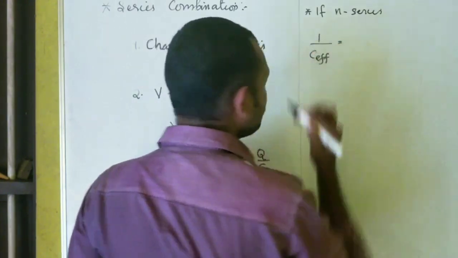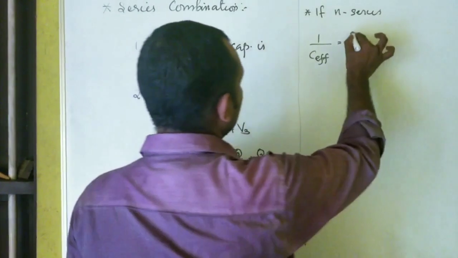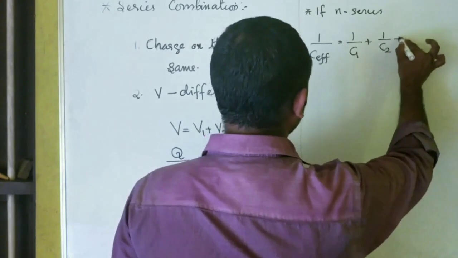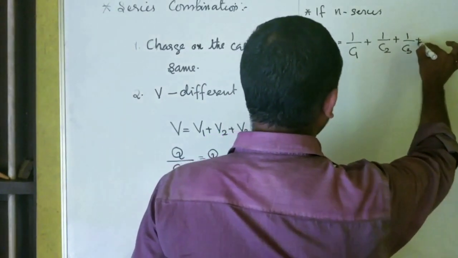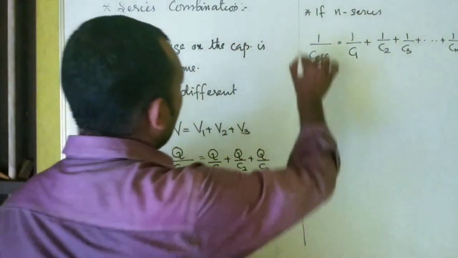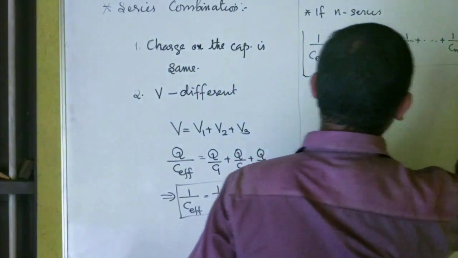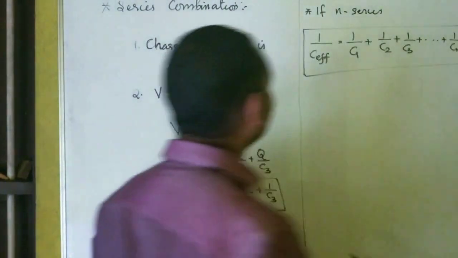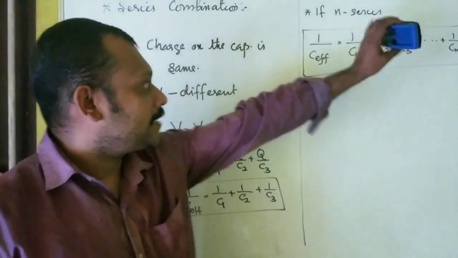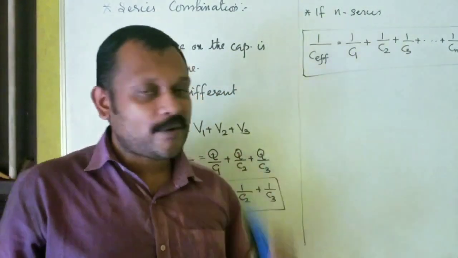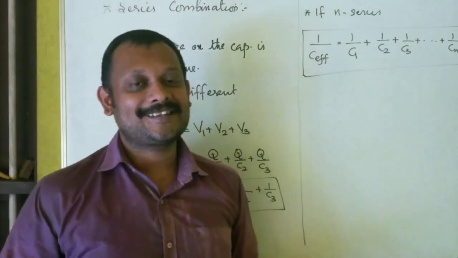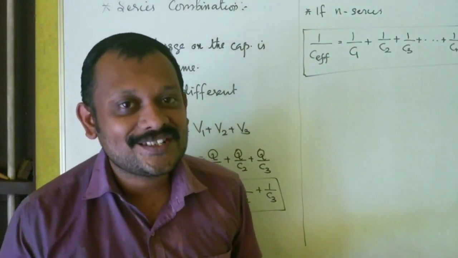If n capacitors are connected in series, then what is the answer? You can say it easily: 1 by C effective is equal to 1 by C1 plus 1 by C2 plus 1 by C3 plus etc. plus 1 by Cn. When you see this equation, you are thinking about something else that you learned in 10th class, regarding resistors, don't you?